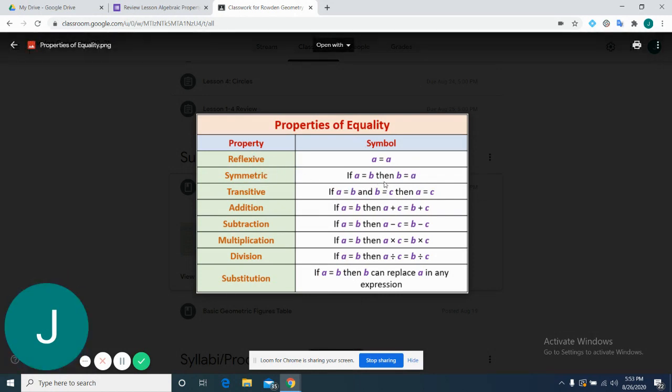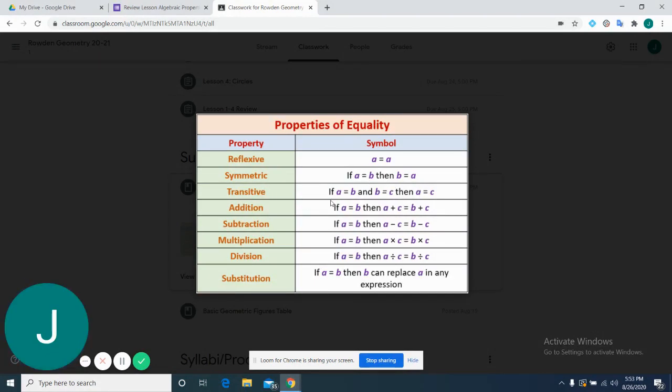Symmetric. If A equals B, then B equals A. Basically you can flip any equation and it still works. So if we say that X equals 5, you could also say 5 equals X. Sometimes people, when they get their answers, get confused if it's backwards, and they'll say, hey, my answer is backwards from yours. But as long as it's the same two numbers, or the same two objects, it doesn't matter what side of the equation they're on.